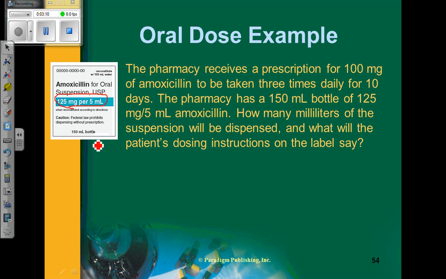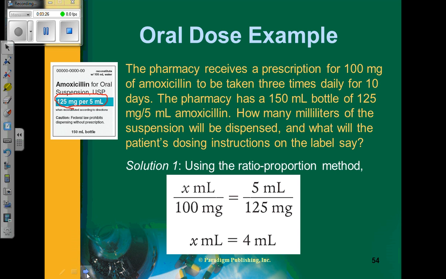Anytime I'm working a problem, if I can set it up in a ratio proportion, I do. Then, if I need to convert, I will. So if you look here, you have the X milliliters, that's what we're trying to find, over your 100 milligrams of amoxicillin. And then, of course, it comes in 125 milligrams per 5 milliliters. And that's where we get our numbers here.